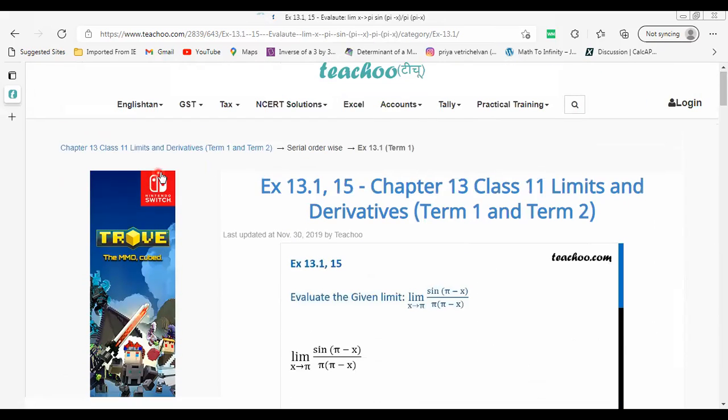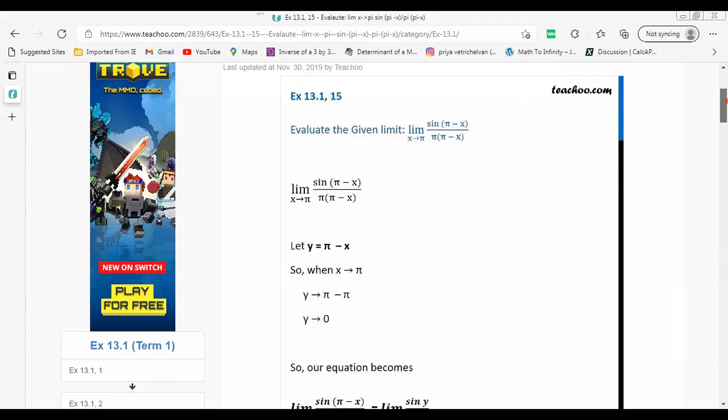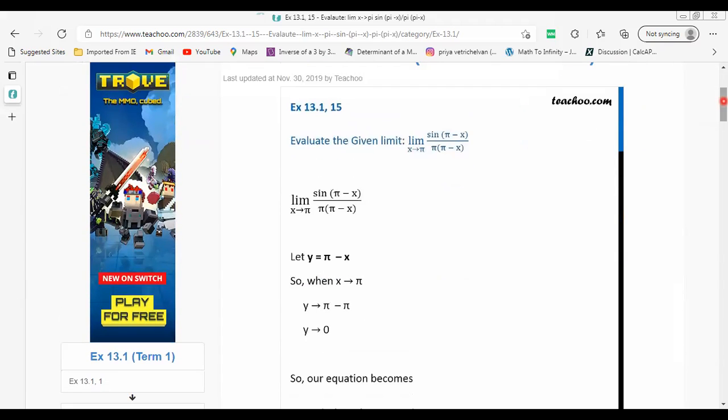All right. Question number 15. Given the limit, evaluate the given limit. Limit x approaches pi, sine of (pi minus x) upon pi times (pi minus x). And what do you mean by pi in radian? What is the value of pi? I mean in degree. Pi itself is a radian. What is the value of pi in degree? Is it 180? It is. Good.